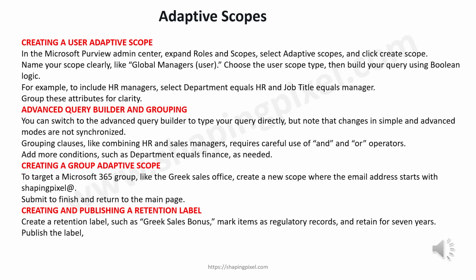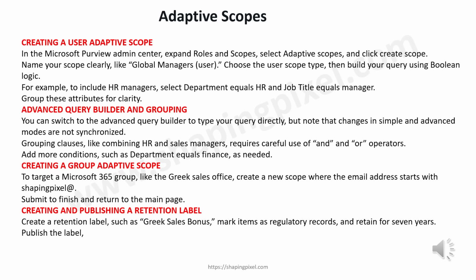In the Microsoft Purview Admin Center, expand Roles and Scopes, select Adaptive Scopes, and click Create Scope. Name your scope clearly, like Global Manager's User. Choose the user scope type, then build your query using Boolean logic. For example, to include HR managers, select Department equals HR and Job title equals Manager. Group these attributes for clarity.